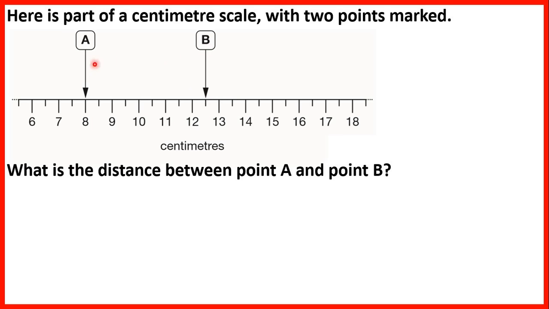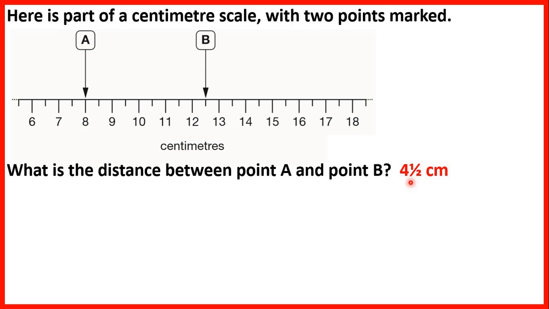So to find the distance between A and B, we can find the difference between 12.5 and 8. One way to do that is just to count on from 8. So we can count on 1, 2, 3, 4, and then another half a centimetre. So our answer is 4.5 centimetres.